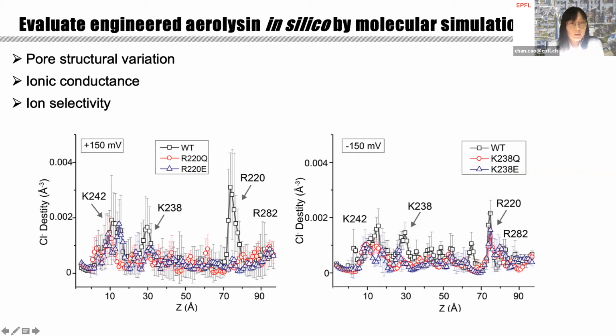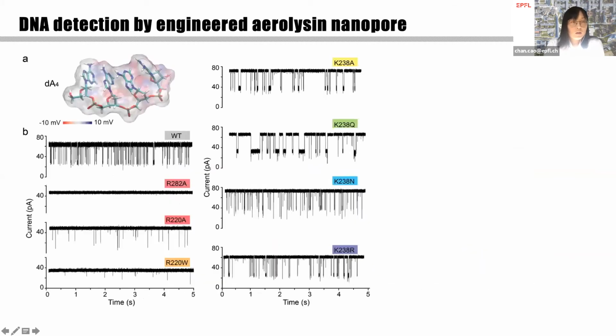So you see here for the top mutation, if you start from wild type to Q neutral and to E, you really lose the chloride current here. That's why we lose the open pore current. So after all of this understanding, what we want to do is molecular sensing. So we go to the DNA detection directly to see what happened there.